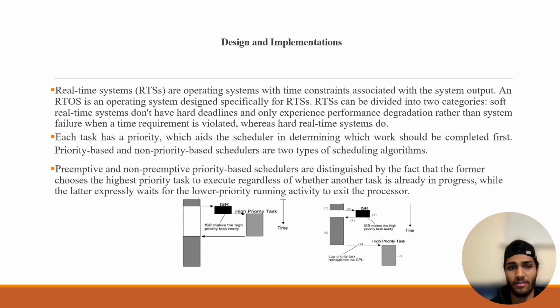Each task has a priority, which aids the scheduler in determining which work should be completed first. Priority-based and non-priority-based schedulers are two types of scheduling algorithms. Preemptive and non-preemptive priority-based schedulers are distinguished by the fact that the former chooses the highest priority task to execute regardless of whether another task is already in progress, while the latter explicitly waits for the lower priority running activity to exit the processor.